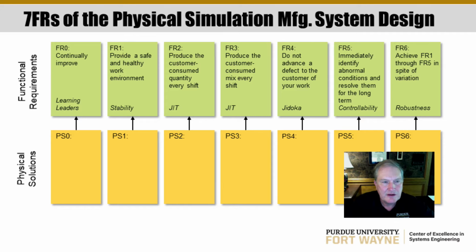pillar of the Toyota house model to produce the customer consumed quantity every shift and to produce the customer consumed mix every shift. And notice that that's not the forecast consumption, that's the actual consumption of the customer. And then FR4 is do not advance a defect to the customer of your work. And better yet, it would be to not make a defect at all, but FR4 is capturing this Jidoka pillar of the Toyota house model.